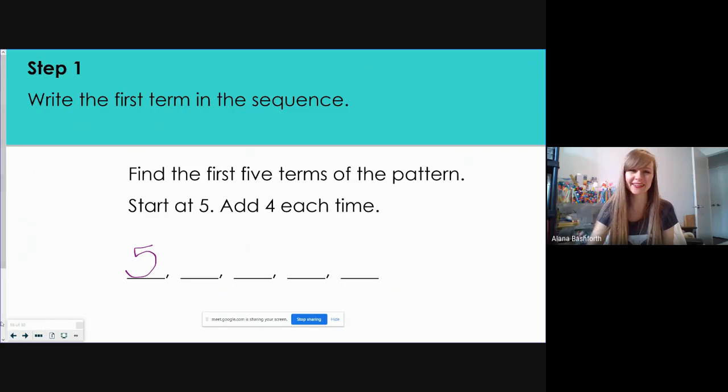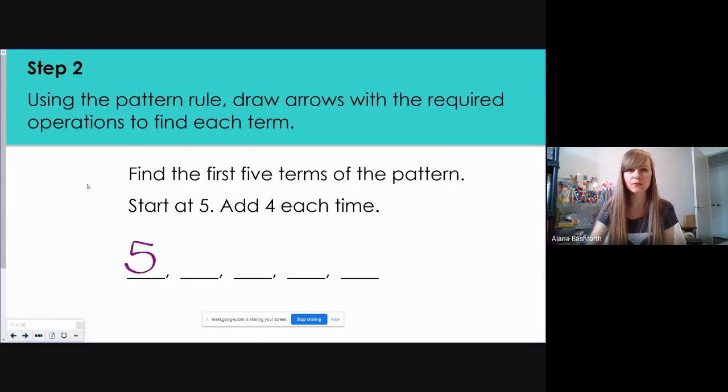Pretty complex so far, hey? Okay, next up, we are going to use the pattern rule, and we're going to draw arrows with the required operations to find each term. So this one's pretty simple. I kept it easy. We're going to add 4 each time. So for this, it's just going to be plus 4 each time. And if you have not watched the video on finding patterns, definitely watch that first, because this is building off of that.